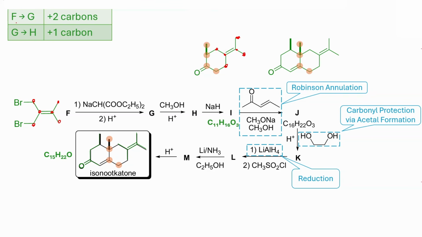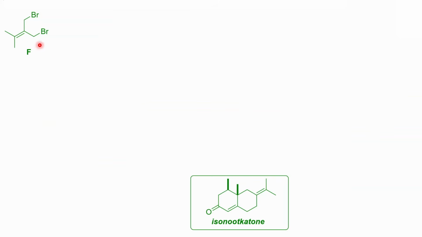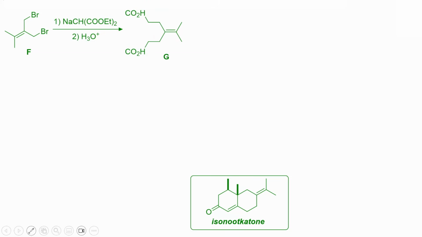And then we also know that F to G gives plus 2 carbon atoms, right? But we need 4 carbon atoms. So this helps us identify that we need 2 equivalents of this reagent that is going to react with each bromine, okay, to extend this chain. I will show you that in the next slide. So I just put F and the final structure here. The first step is this one, and that's how it's going to work, okay?